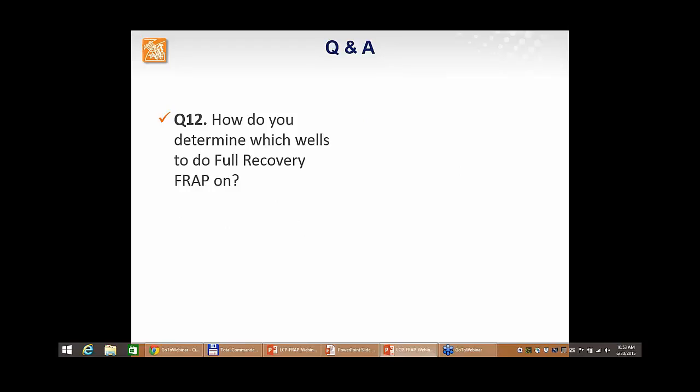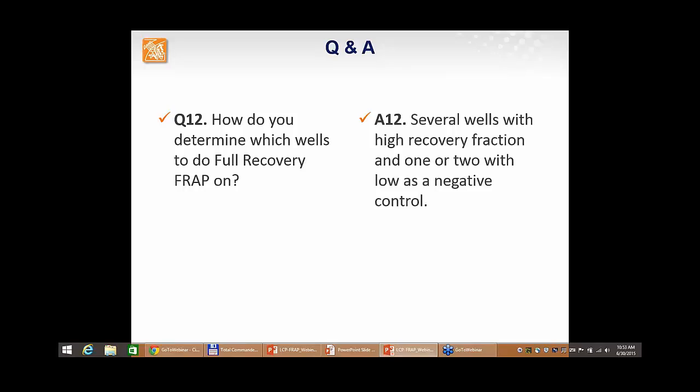Question number 12, how do you determine which wells to do full recovery FRAP on? Typically, after we perform high throughput FRAP, we select several wells with high recovery fraction and look at the full fluorescence recovery, just to understand how fast the protein is diffusing. From the diffusion rate we can estimate whether the protein diffuses as a single monomer or perhaps as an oligomer, as a dimer, or a higher order oligomer.